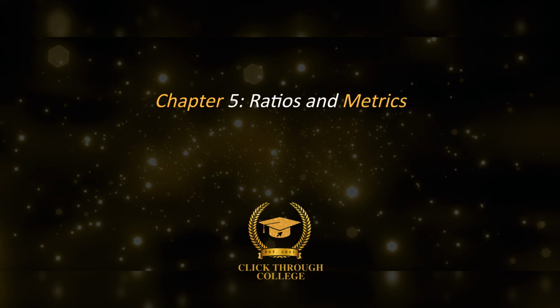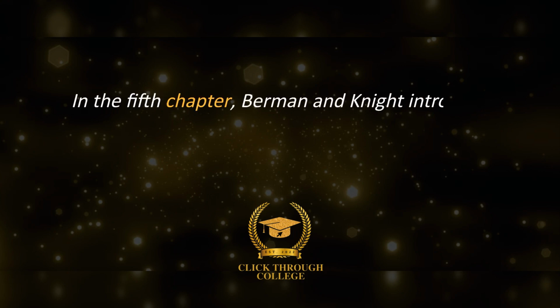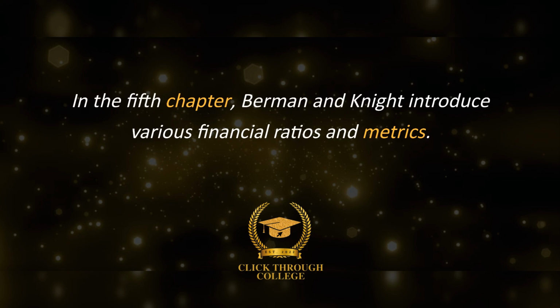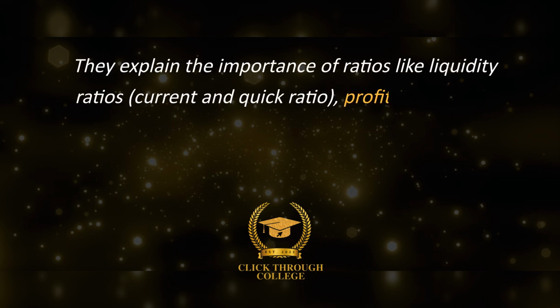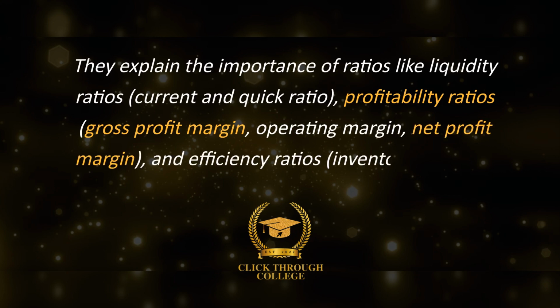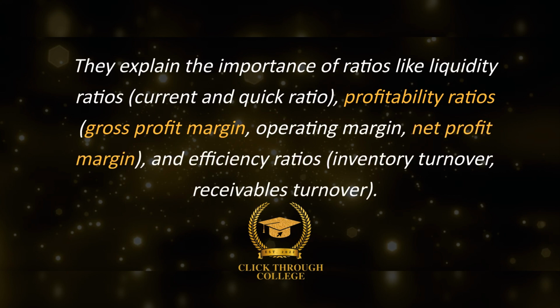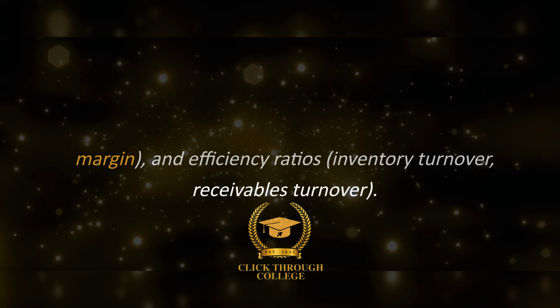Chapter 5: Ratios and Metrics. In the 5th chapter, Berman and Knight introduce various financial ratios and metrics. They explain the importance of ratios like liquidity ratios, current and quick ratio, profitability ratios, gross profit margin, operating margin, net profit margin, and efficiency ratios, inventory turnover, receivables turnover.